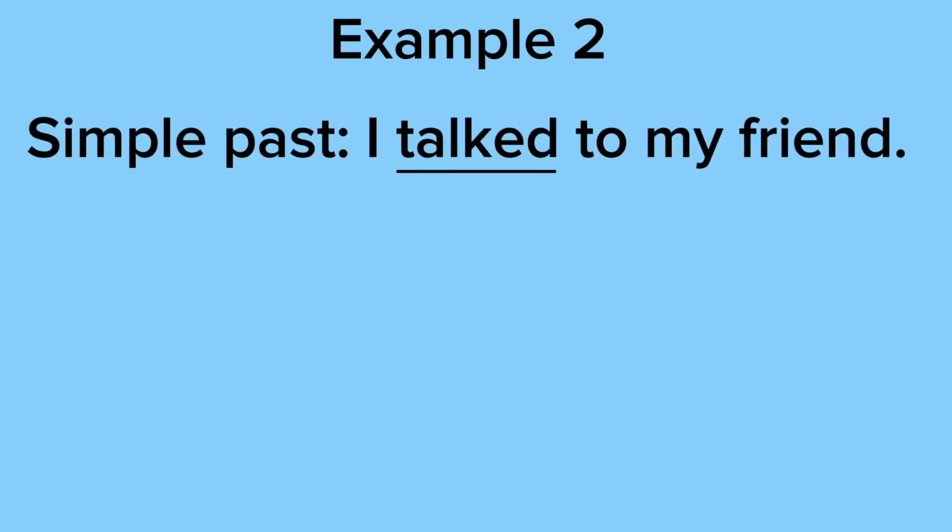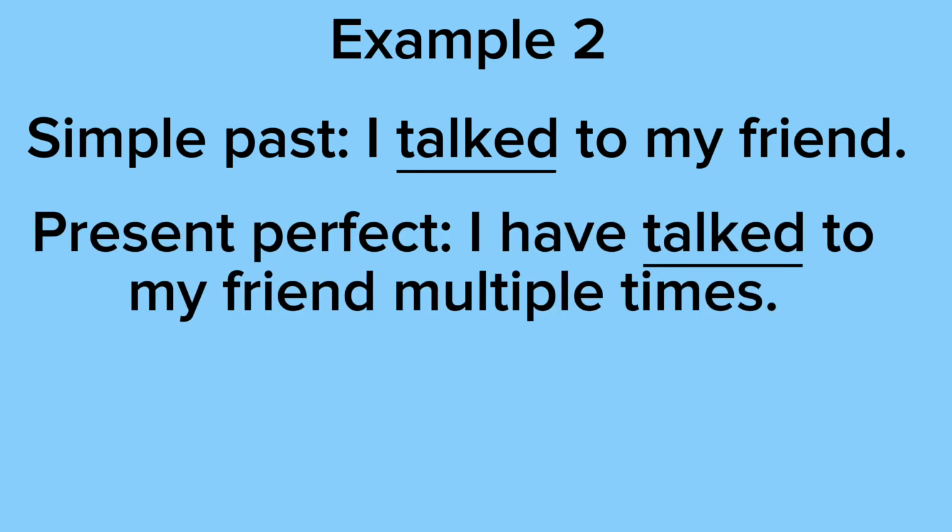Next, we have our second example. In simple past, it says, I talked to my friend. And in present perfect, it says, I have talked to my friend multiple times. As you can see, talk stays the same in simple past as it does in present perfect.